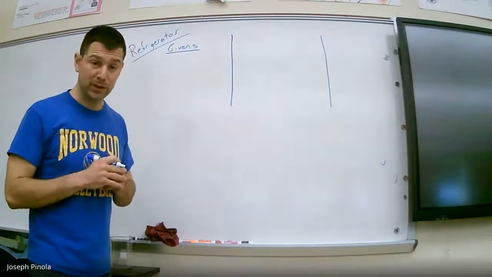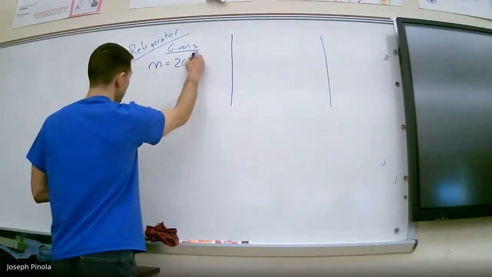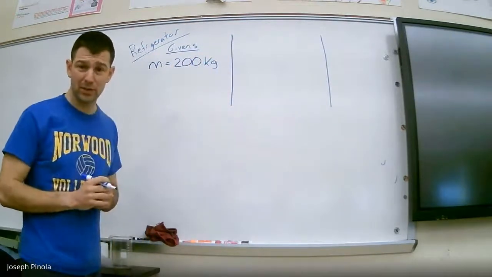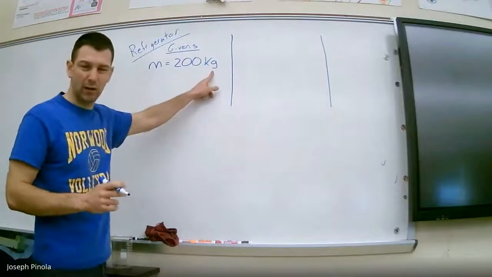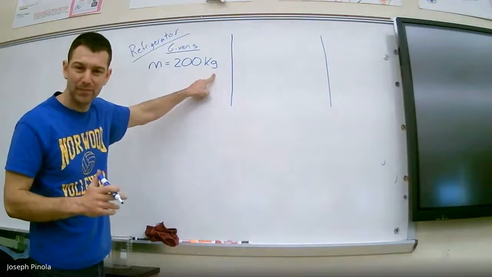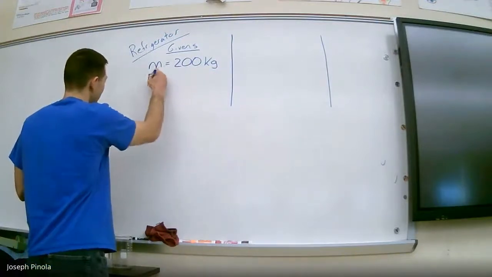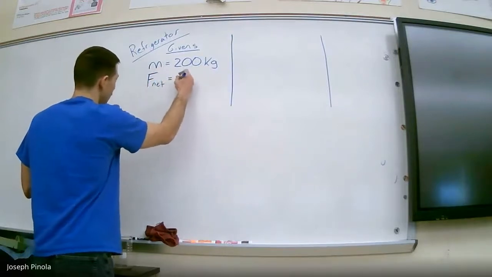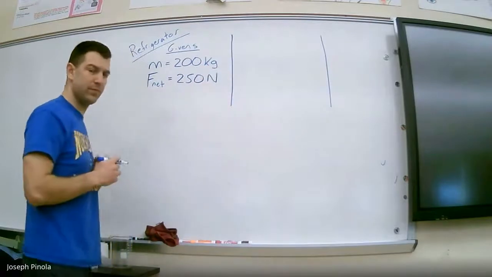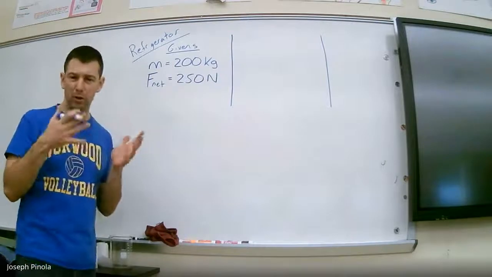In the refrigerator example, we know that the mass of the refrigerator is 200 kilograms. It's a really big object. Notice that we're using kilograms for mass. Kilograms is the SI unit for mass. We also know that the refrigerator experienced a net force of 250 newtons. Remember, newtons, the SI unit for any push or pull, which is a force.